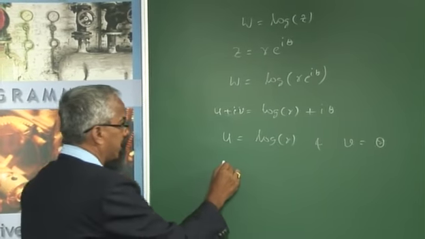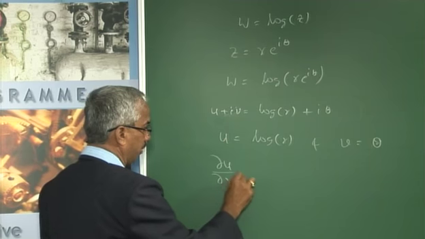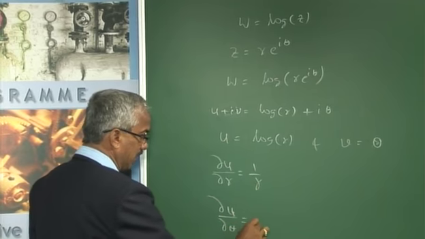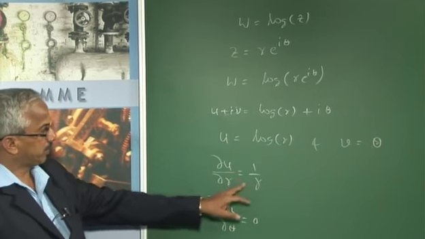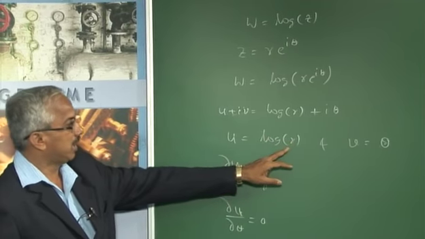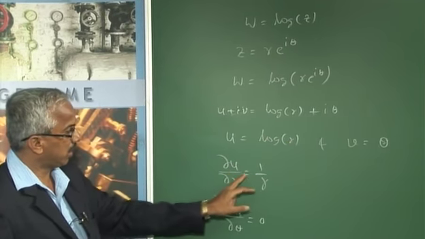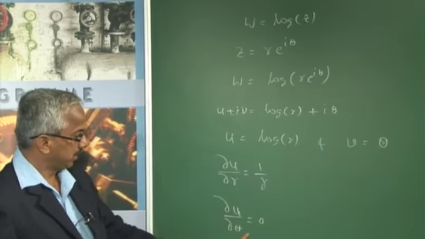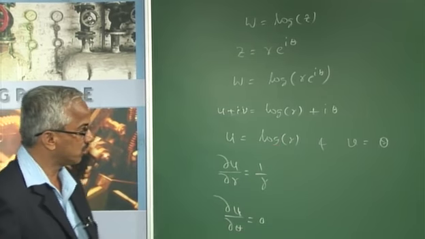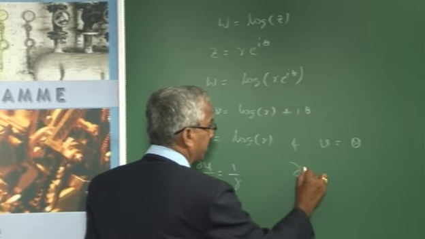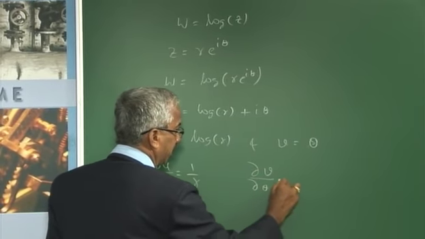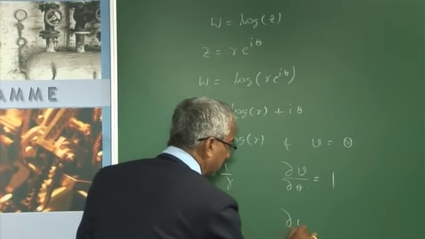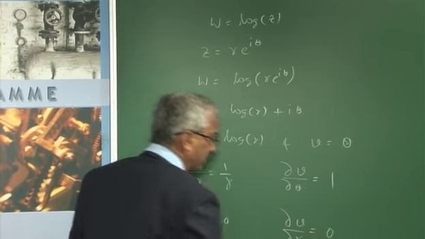So, differentiate this with respect to r: dou u by dou r is equal to 1 by r and dou u by dou theta is equal to 0. Differentiating u with respect to r, because it is a function of r and keeping theta as constant, gives dou u by dou r is equal to 1 by r. With respect to theta, there are no theta terms here, r is constant, so it is 0. Similarly, differentiate v with respect to theta, it is 1, and v with respect to r it is 0.